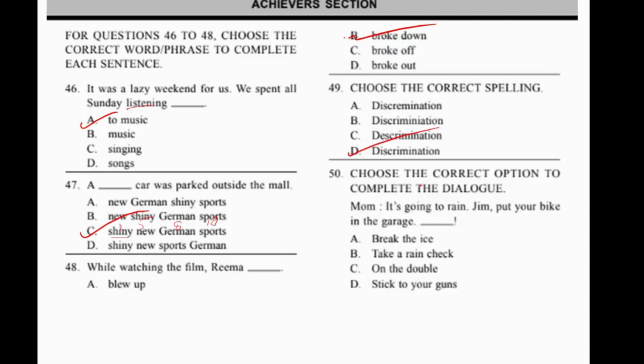Now, choose the correct option to complete the dialogue. Mom: It's going to rain. Jim, put your bike in the garage. Dash. So, break the ice? No. Take a rain check? No. On the double. Yeah. So, it's going to rain. Jim, put your bike in the garage. On the double. This is the idiom that we use when you have to be very quick, when you have to be very fast. Okay, so it's option C that we have to use over here.